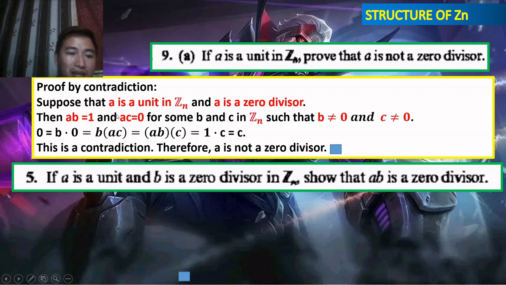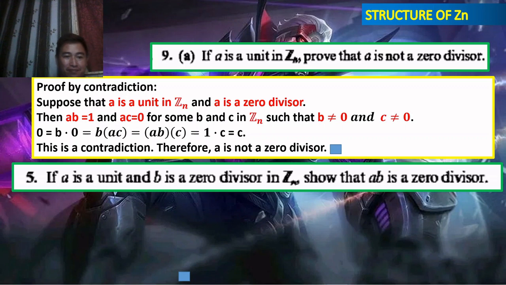Yung si AB kasi equal man na ni 1, so 1 times C is equal to C. So na-show na to class nga si 0 diri kay equal ra ni C. Unya, our C class should not be equal to 0. So may meaning, thus this is a contradiction. So therefore, A is not a zero divisor. Okay, done with number 9A.